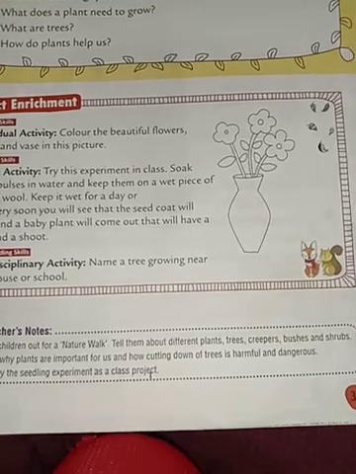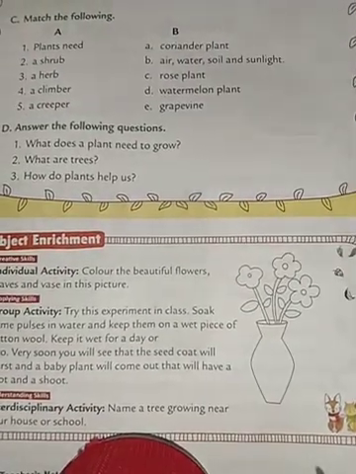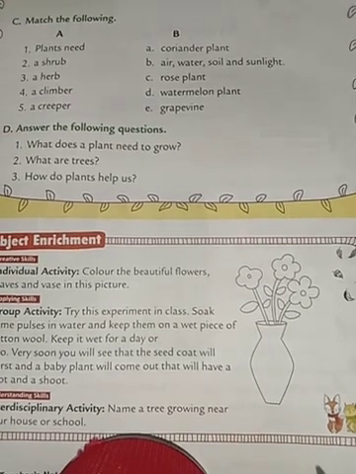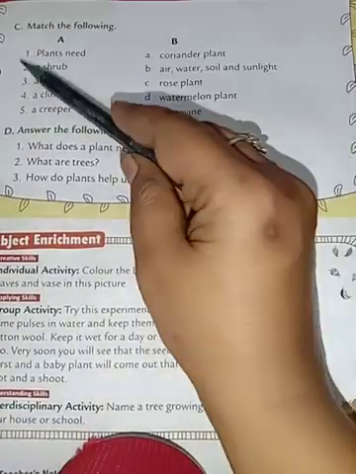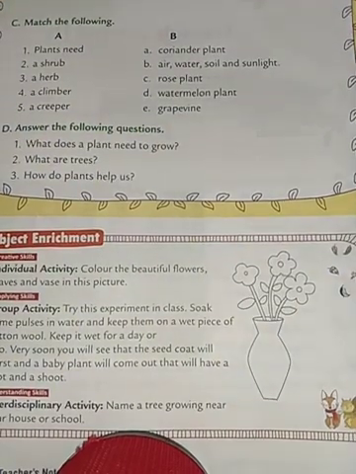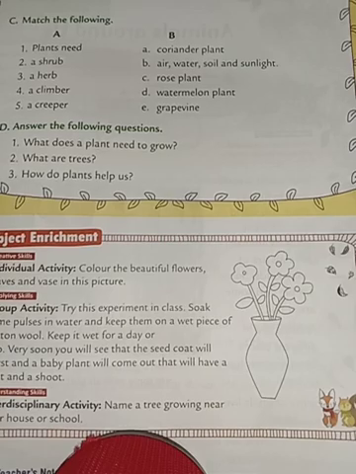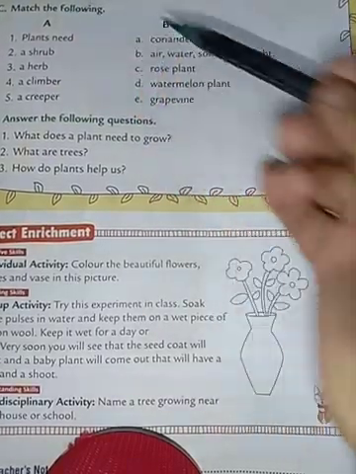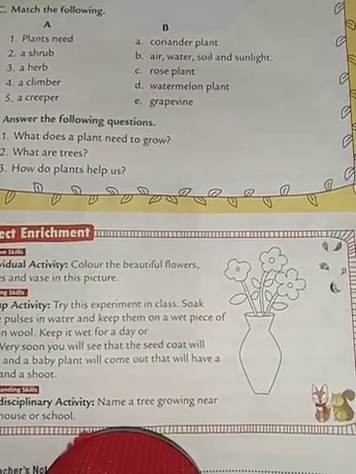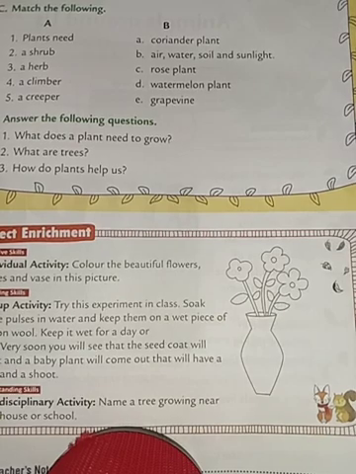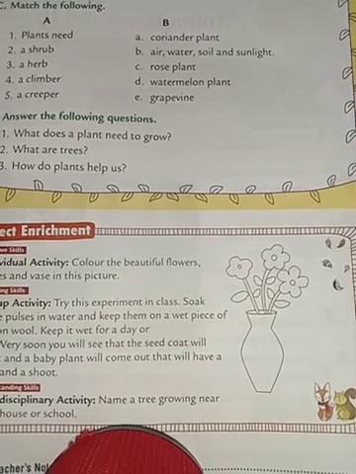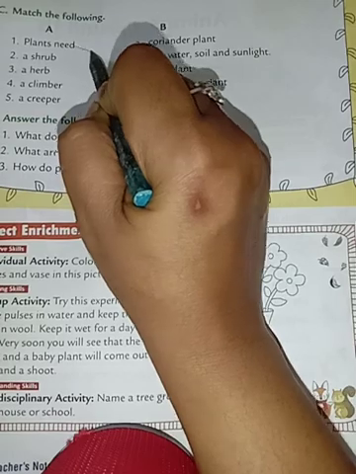Now come to the next page. That is page number 33. You all can see, this is page number 33. In that they have given C, match the following. So here you all have to match it to the correct explanation. Okay. Now, what do plants need? Plants need water, air, soil and sunlight. So I am going to join it to the correct statement.